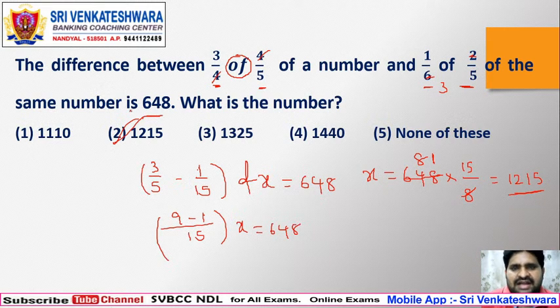Is it clear? So directly I'm cancelling here 4 and 4, and if I cancel 3/5, 2 threes, I get 1/15. So 3/5 and 1/15, I'll get 8/15. 8/15 of x is 648. If I take that side, 648 into 15/8. By solving that, I got 1215. Clear? Next one.